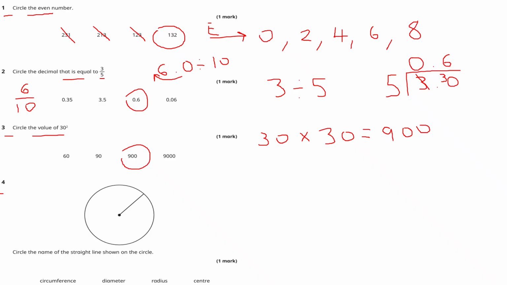Question number 4. Circle the name of the straight line shown on the circle. So from the center of the circle to a point on the circumference, that's called a radius. If it goes all the way through the center, that's called a diameter.